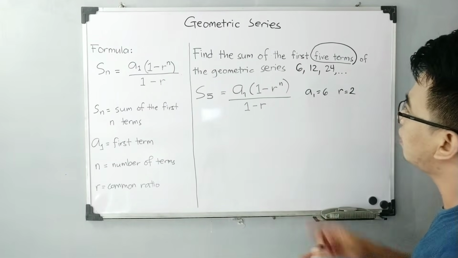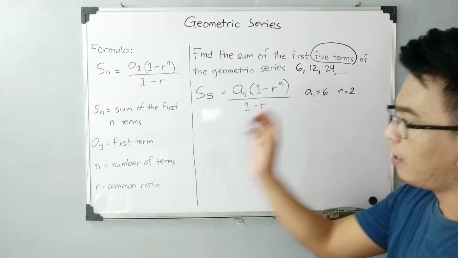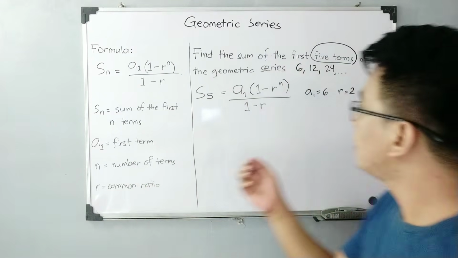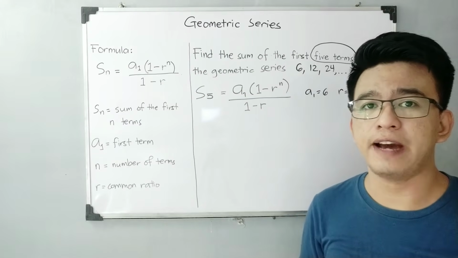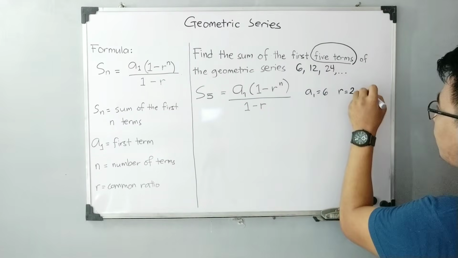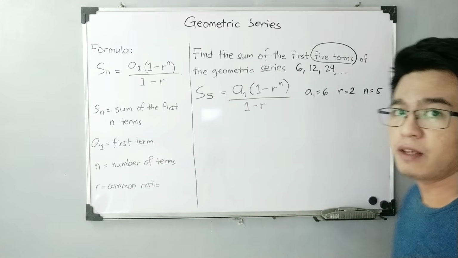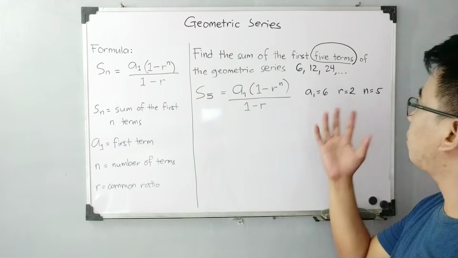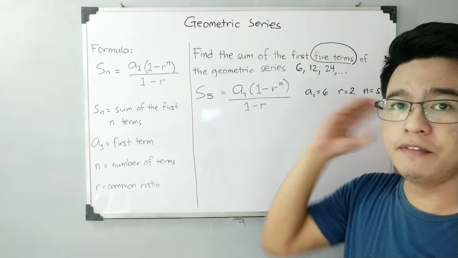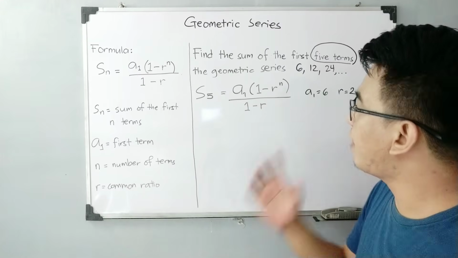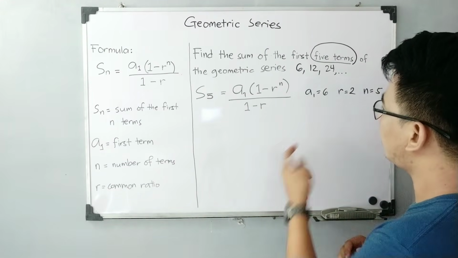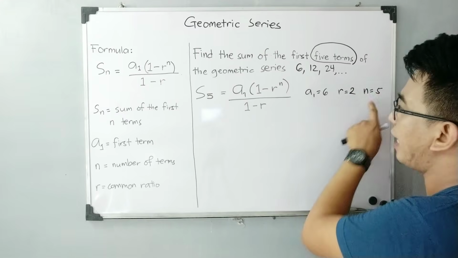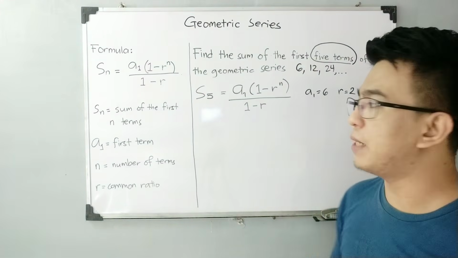How about the value of n? n here is the number of terms. Since we're asked for the sum of the first 5 terms, definitely guys, we will use n is equal to 5 because we're bound to find the first 5 terms of the given geometric sequence. So if you're done identifying the values of a sub 1, r, and n, we're ready to use this formula.